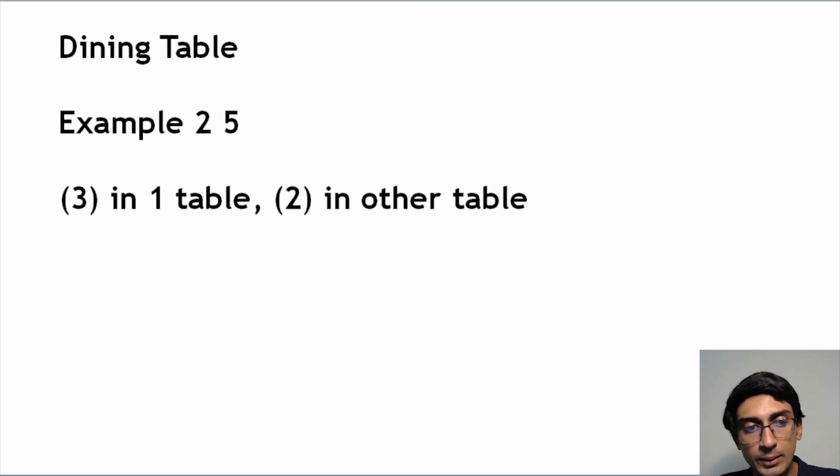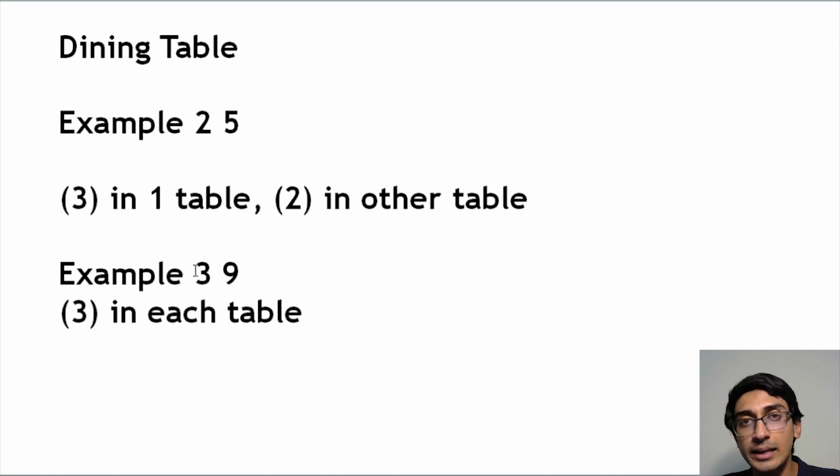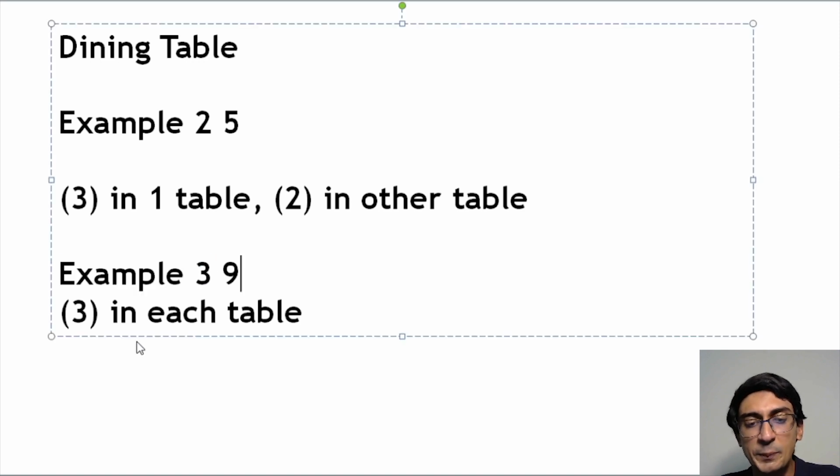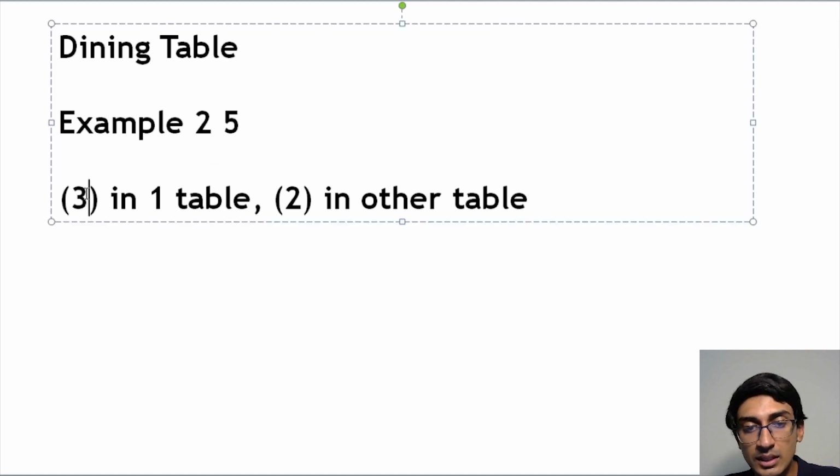Let's look at another example. Example is 3, 9. That is, there are 3 tables, 9 people. Very easily you can put 3 in each table. Now the question comes, if we are placing 3 people in one table and 2 in another table, what are the number of ways in which we can place these people, right?